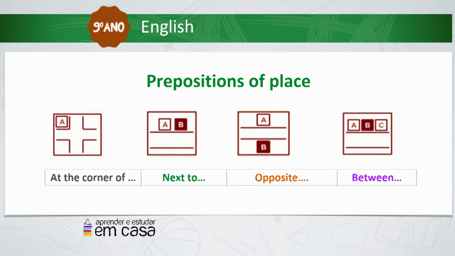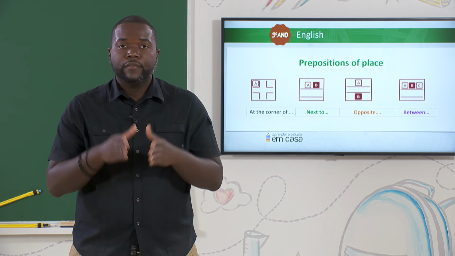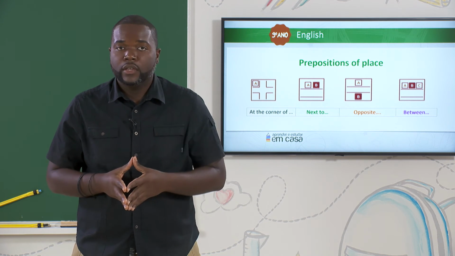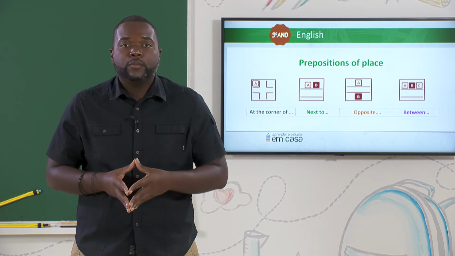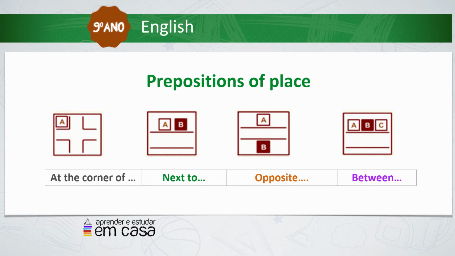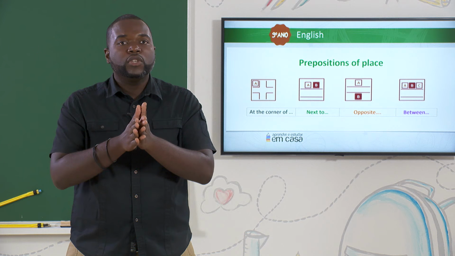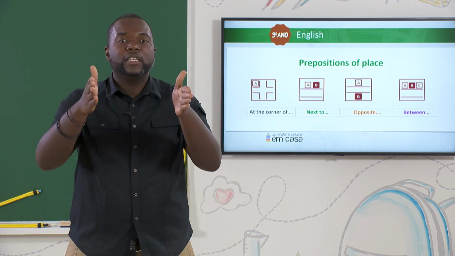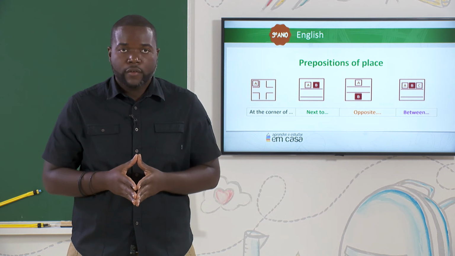So we use this expression next to when you have two places that are next to each other, like you have in the picture. The next preposition of place that we have is the opposite expression. Opposite is when you have two places, two buildings that are opposite to each other. That means they are face to face and they are separated by a street, for example.